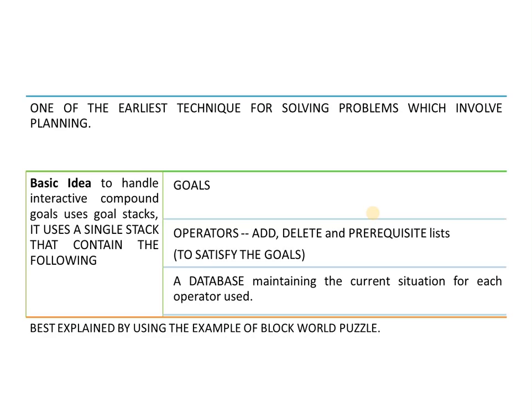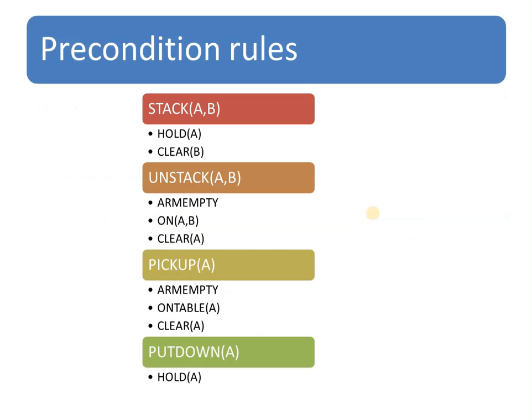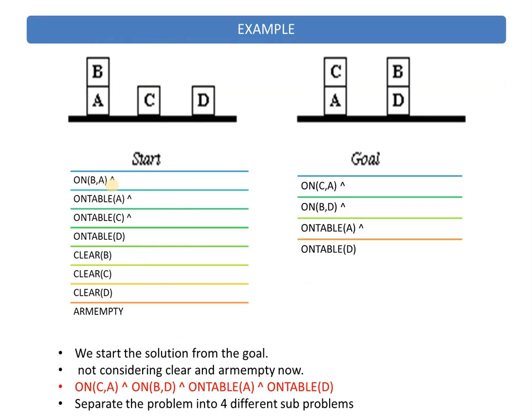In goal stack planning, we use the data structure stack for problem solving. I'll show you the example first. After that, we will move on to these concepts. The first thing is you have to always be ready with the precondition rules, because this is a hero and we need this throughout the solution. So it is very important to remember the precondition rules of the block world puzzle, and here we are demonstrating the goal stack planning method by using the example of the block world puzzle.